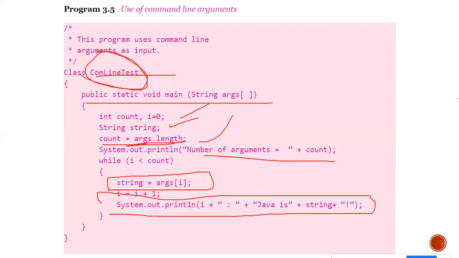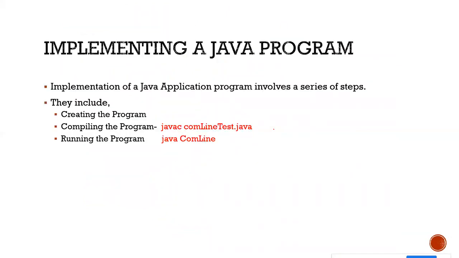So this is how we can pass the command line arguments and how they are displayed. The 8 arguments you pass through the command line are displayed in the program. And implementing a program involves a series of steps: first you have to create, second you have to compile, third you have to run. Creating, compiling and running: javac CommandLineTest.java, then java CommandLineTest.